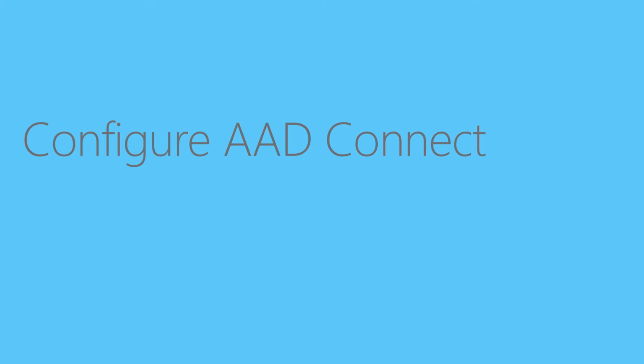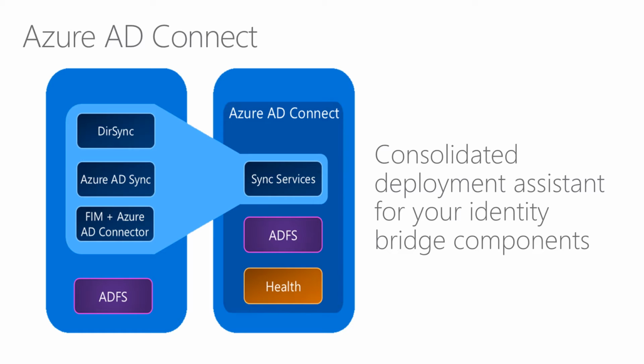So, configuration of Azure Active Directory Connect. Basically, Azure Active Directory Connect is now a consolidated deployment assistant for all the identity bridge components. There is the synchronization service, which is formerly directory synchronization, Azure AD Sync, or FIM, so an Azure AD connector. You have an ADFS component, and you have a health monitoring component.